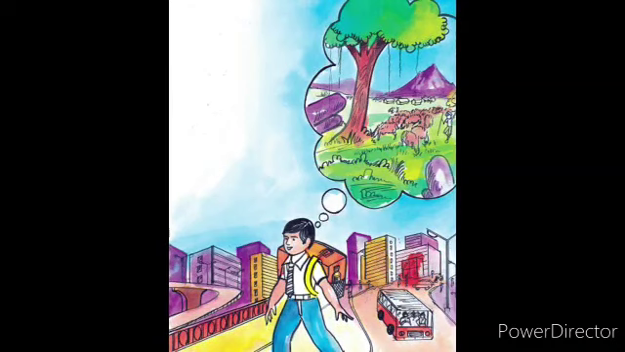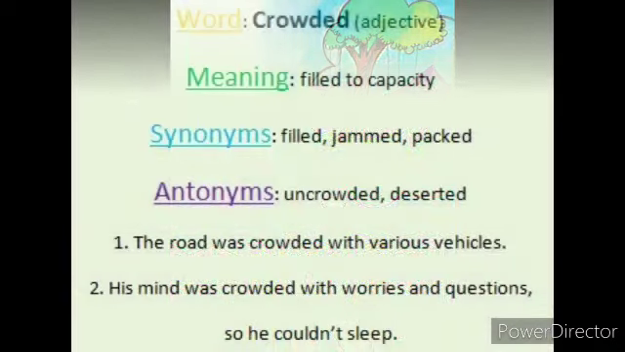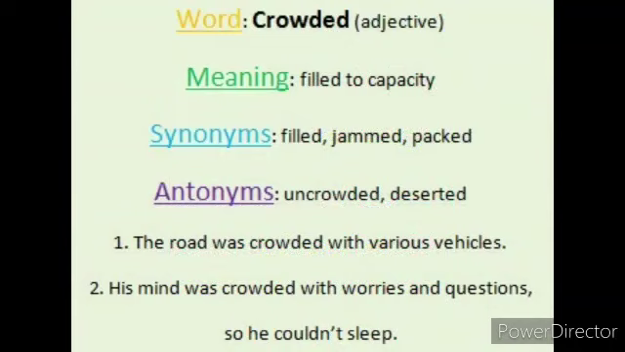Now, let us look at the new words. Crowded. Crowded means filled to capacity. It's an adjective. Synonyms: filled, jammed, packed. Antonyms: uncrowded, deserted.